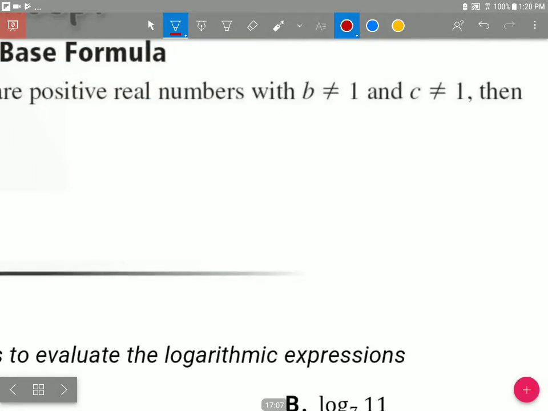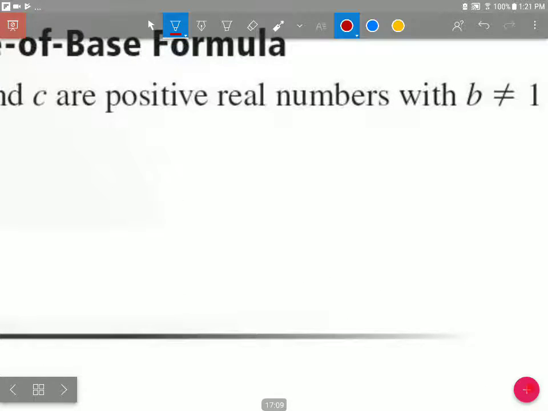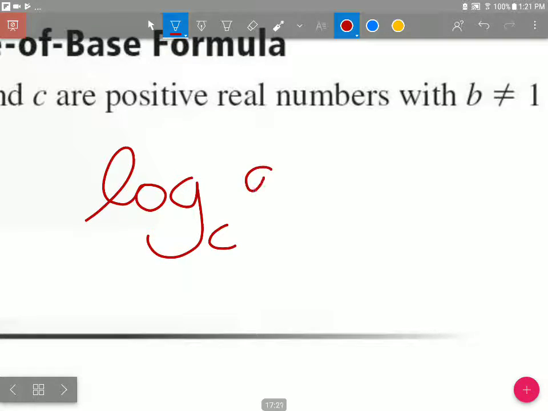So let's say you get a base, we'll call it base C, that you don't like. In this case, let's say it's 1.327. Yeah, that's an ugly base. We don't want to deal with that. So let's say you have log base C of A, and we need to put that in our calculator.